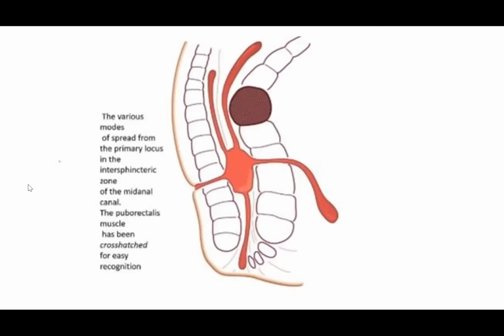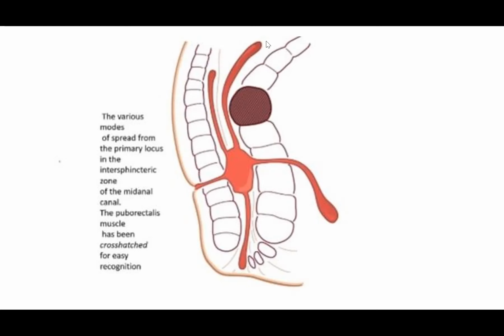So this diagram shows the spread of the anorectal abscess using the cryptoglandular theory. So when there is a blockade to the anal ducts that drain the anal glands, there is stasis and then subsequent infection and proliferation of bacteria in the anal glands.